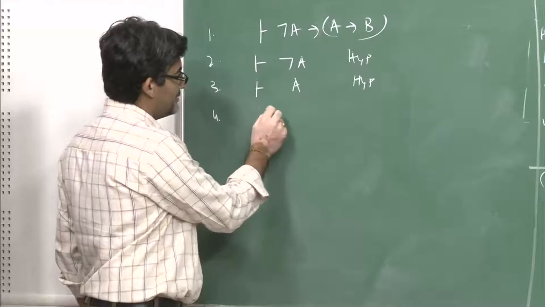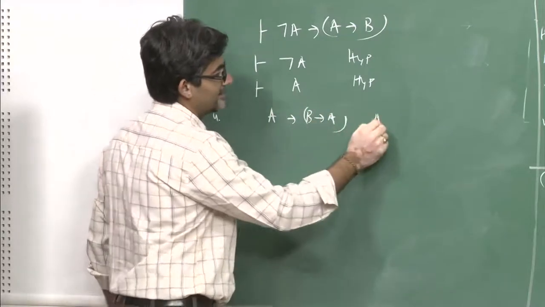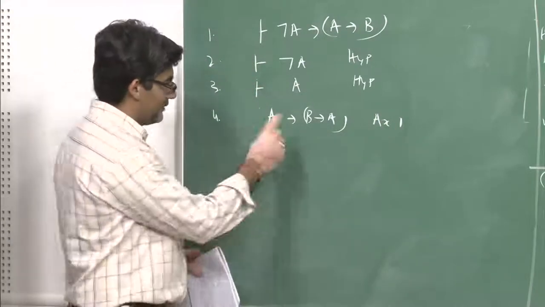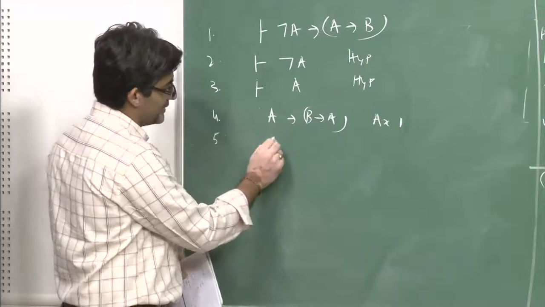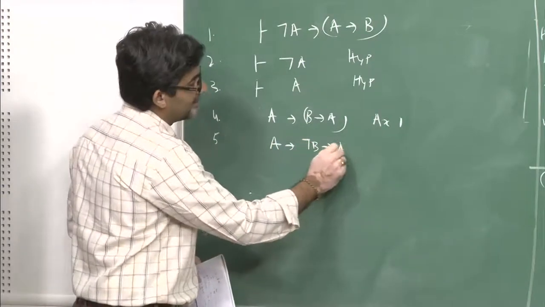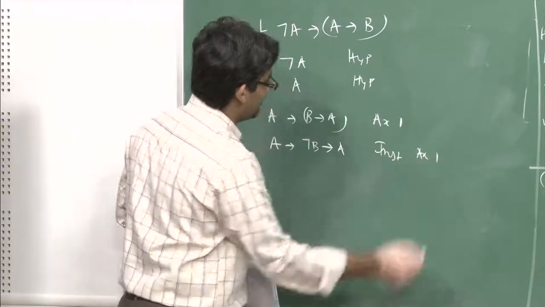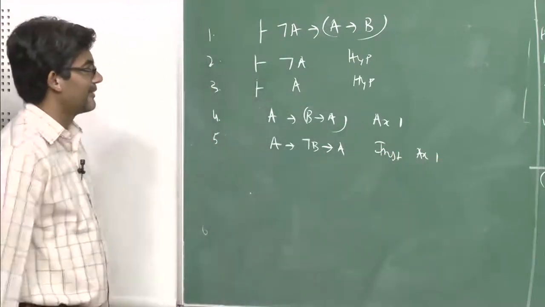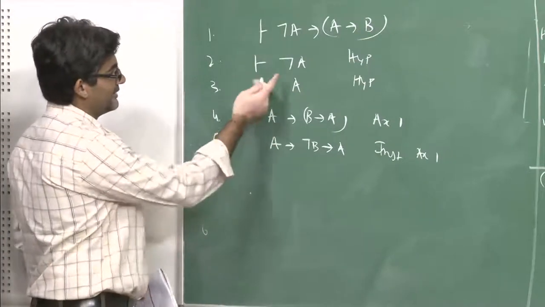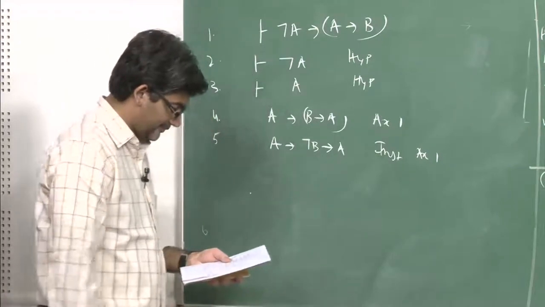we have an axiom, that is A implies B implies A. This is what is called axiom number 1. And if you transform this in a certain way, if you substitute not B for A, this is also considered to be an instance of axiom number 1. This is the fifth step. So now you apply modus ponens on these things, you will get these particular kinds of things.